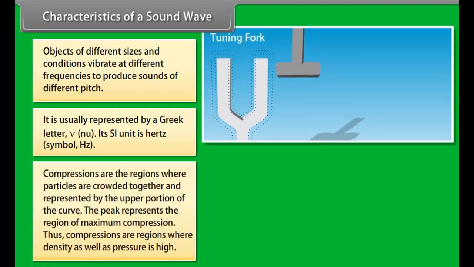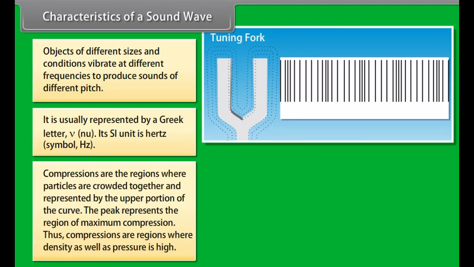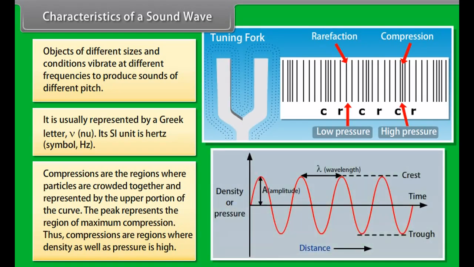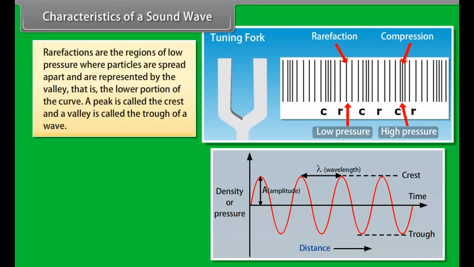We know that compressions are the regions where particles are crowded together and represented by the upper portion of the curve. The peak represents the region of maximum compression. Thus, compressions are regions where density as well as pressure is high. Rarefactions are the regions of low pressure where particles are spread apart and are represented by the valley, that is, the lower portion of the curve. A peak is called the crest and a valley is called the trough of a wave.